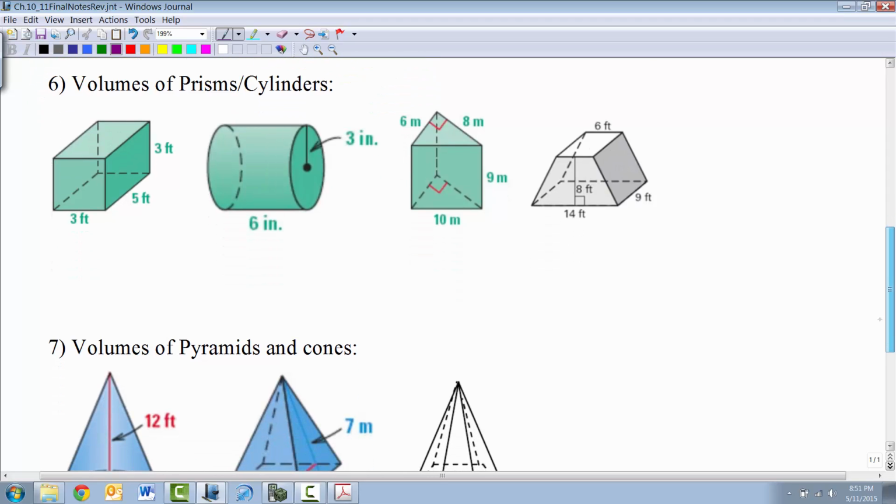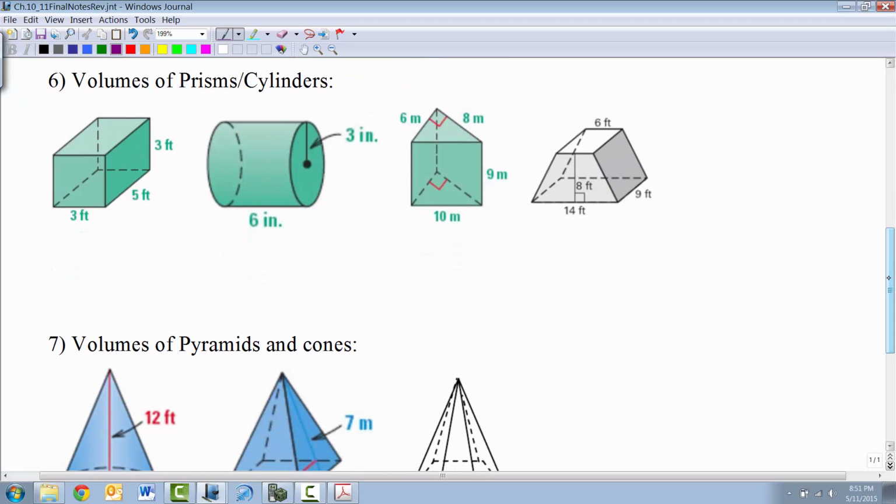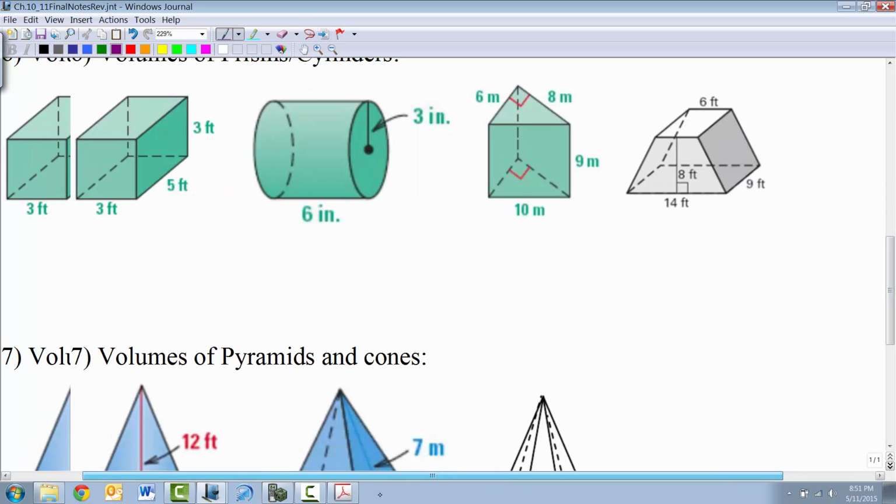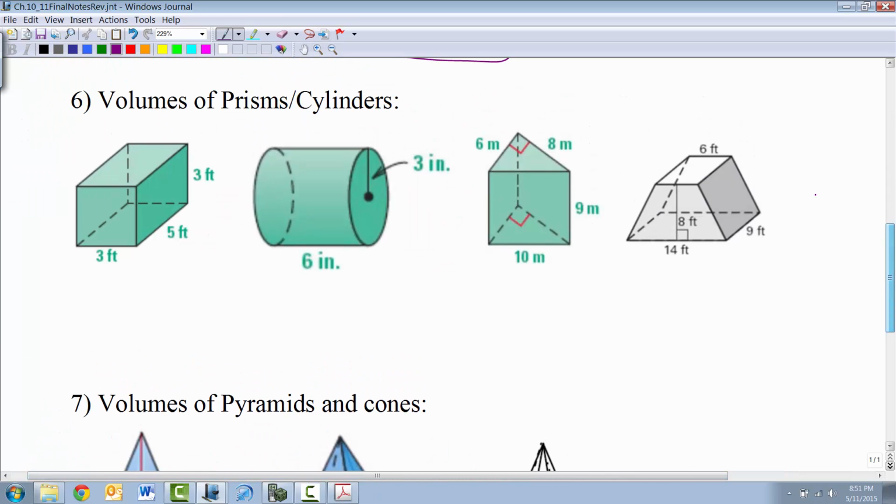How do you find volume? Well, first of all, you need to know the name. So first things first, let's talk about prisms and cylinders, and they should be together. We're not doing these. I pulled these from review worksheets. I'm just doing this for practice sake about what you need to know on how to find volume.